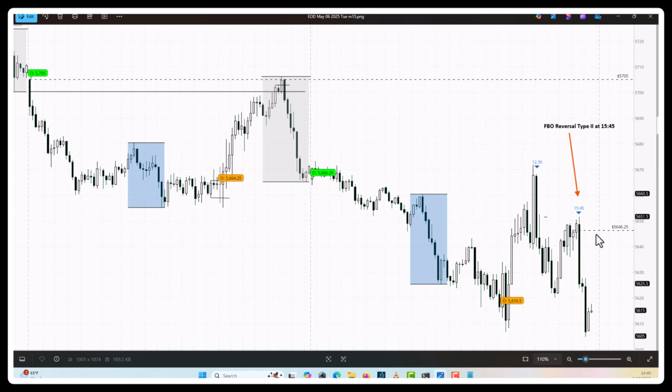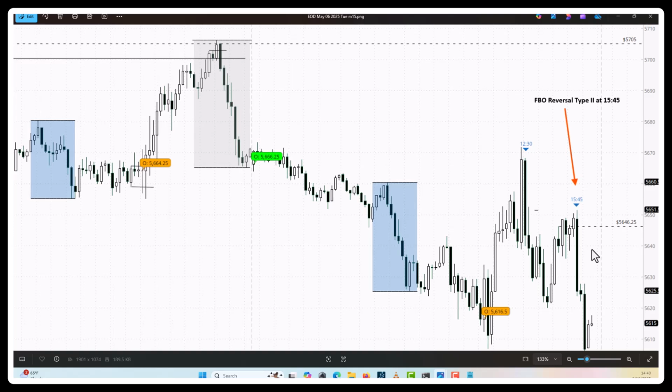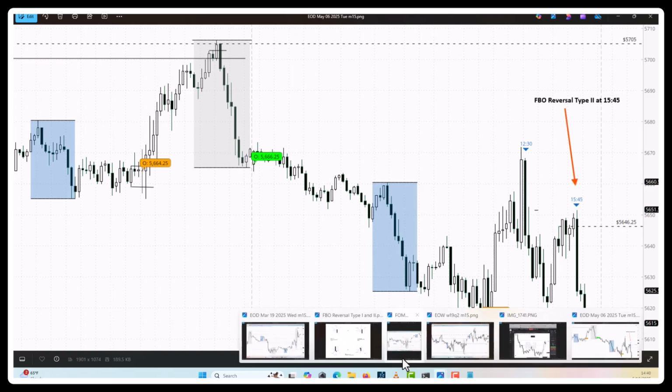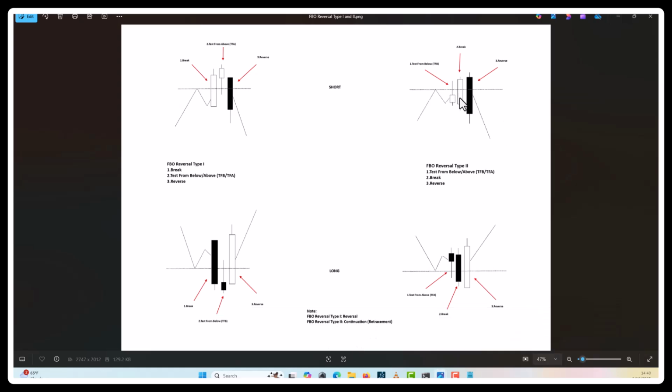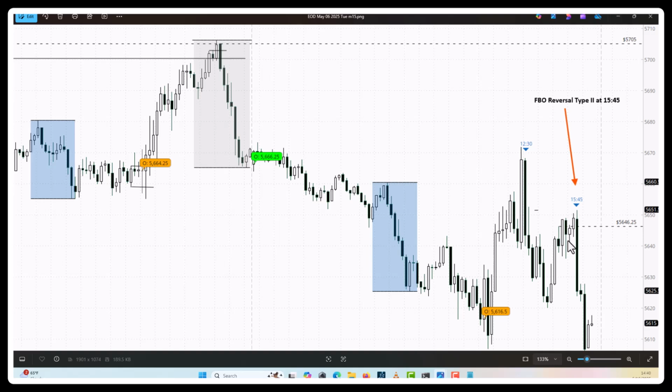Break, a test from below, break and reverse. And let's see. Yeah, both of them is an up-close candle. The test and the break give that perfectly.